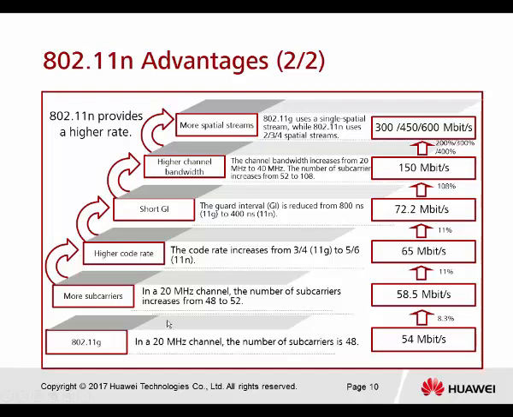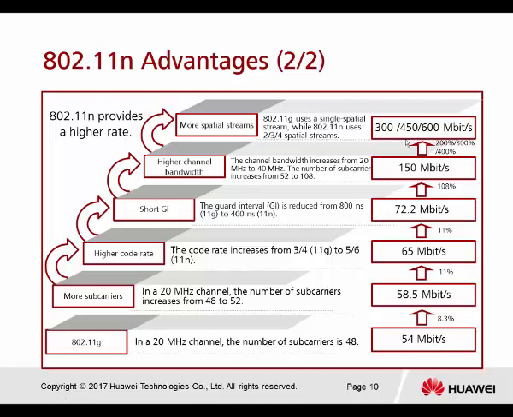In the 20 MHz channel, the number of subcarriers is 48. So they try to use more subcarriers. More subcarriers allow you to do more modulation for the data bits. And then they have the code rate increase, short GI, higher channel bandwidth, and more spatial streams. This is how they increase the speed from 54 megabits per second up to 300 megabits per second.